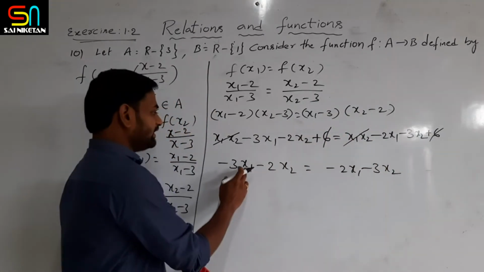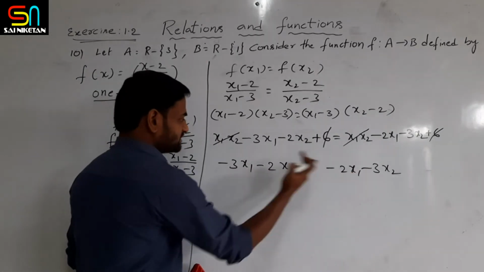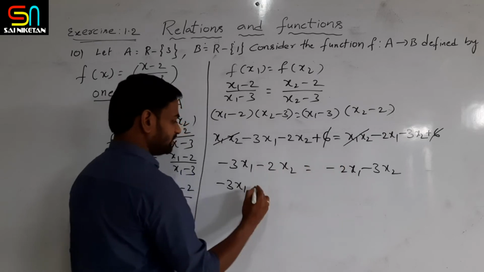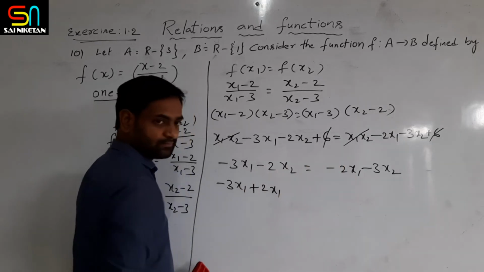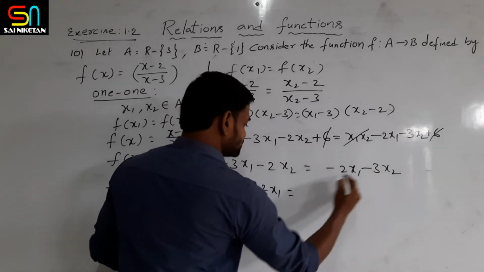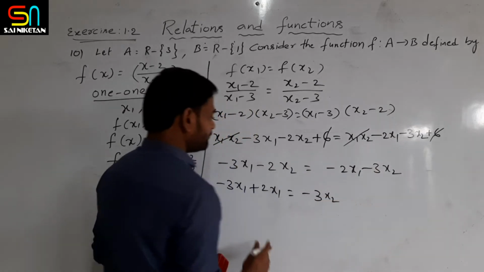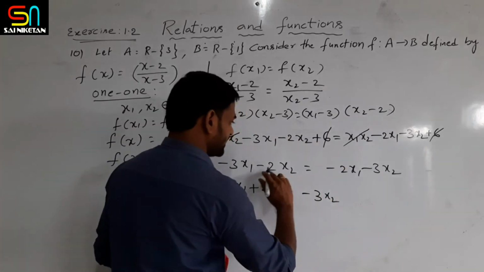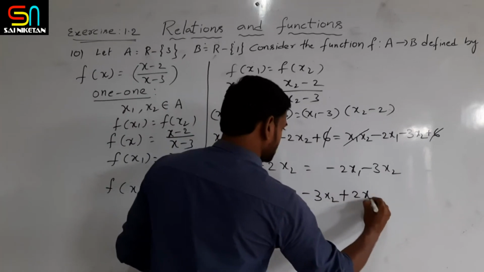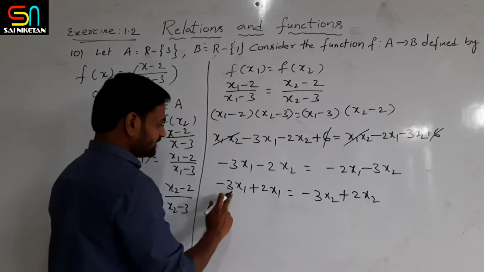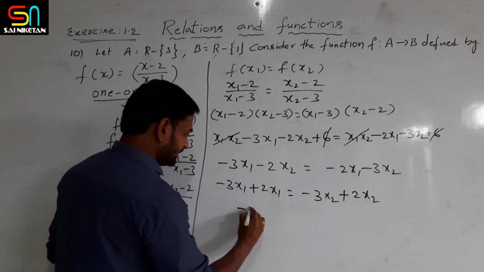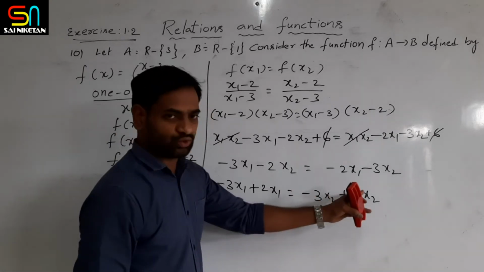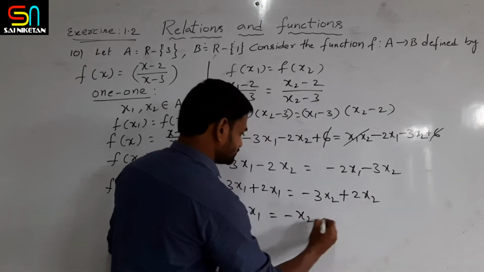Okay. Now here already x1 is there. Send x1 to this side, that is minus 3x1. Send minus 2x1 to this side, it is plus 2x1. It is equal to, it is minus 3x2 is there. Now send minus 2x2 to this side, so minus will be plus 2x2. Okay. So minus 3x1 plus 2x1 minus x1 is equal to minus 3x2 plus 2x2 minus x2.